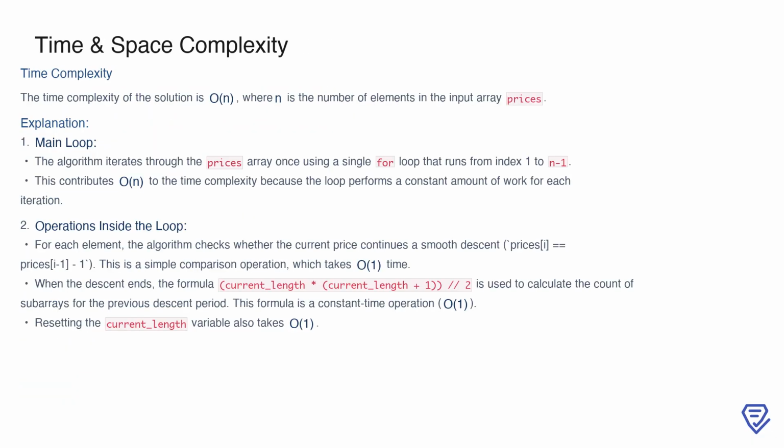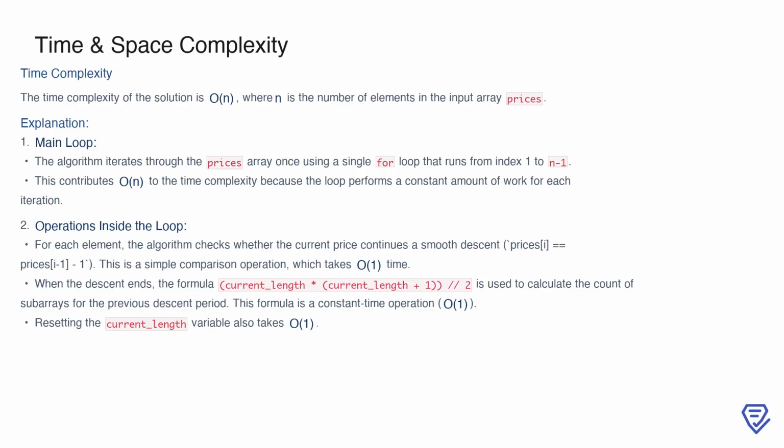The time complexity of our solution is O(n), where n represents the number of elements in the input array prices. This is because the algorithm uses a single for loop to iterate through the array, starting from index 1 and running until the end of the array. Since the loop performs a constant amount of work for each iteration, this contributes O(n) to the overall time complexity.